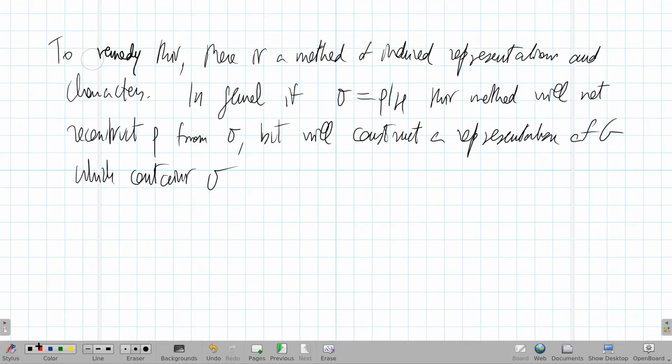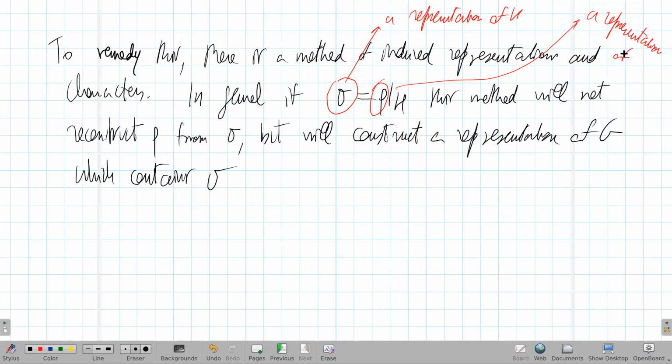So what I mean here is that sigma is a representation of H, and rho is a representation of G. There is no miracle way of constructing rho if there is rho, and something else if there is no rho. But the method will construct a representation which, in this case, will be larger. And I repeat, one of the methods to do this is with tensor product, but in any case, we construct a representation that will contain sigma.